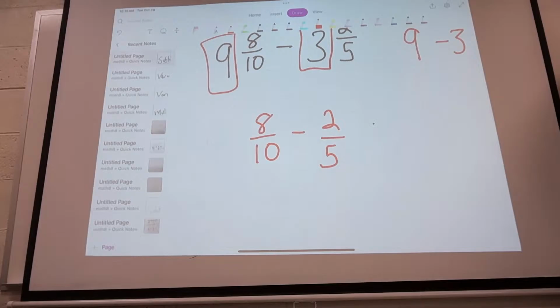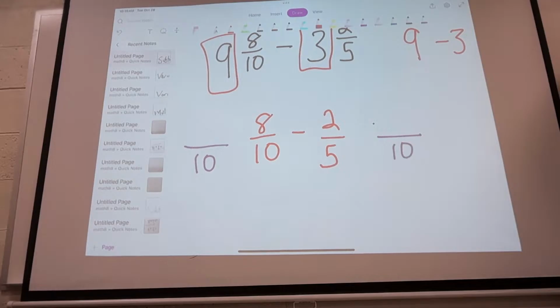What can I change, or what can I do to make them both the same number on the bottom? What can I change it to? Got a 5 and a 10. Not a 3. I could do 50, but that's too big. Make it easy on yourself. Can I change a 5 into a 10? Yeah, just change them both to 10.